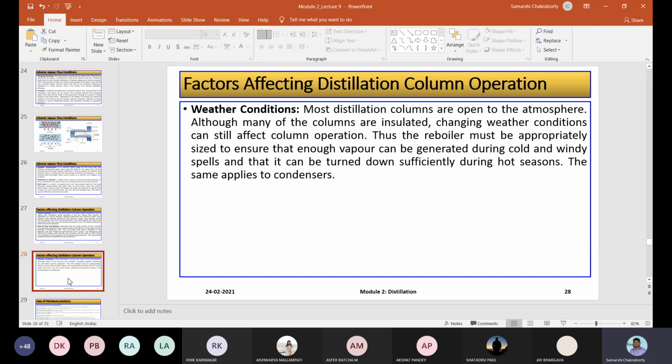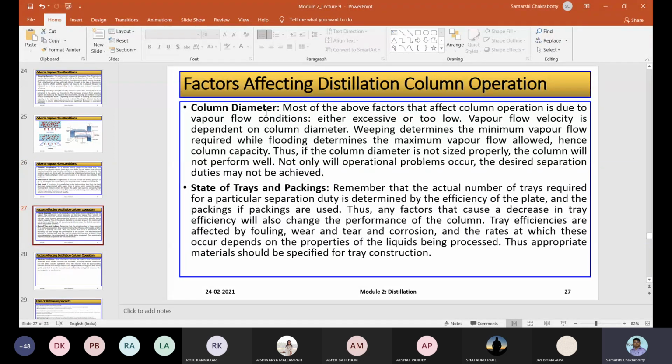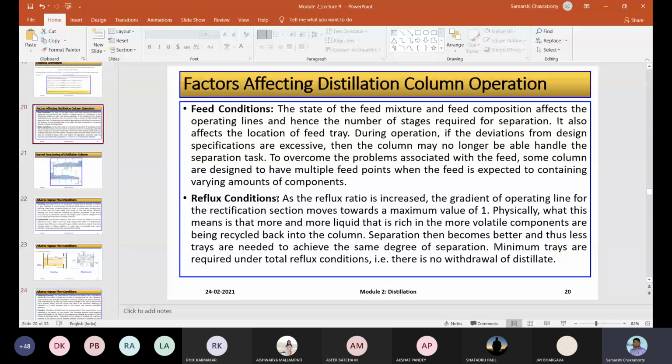So weather condition, reboiler temperature, reduction in vacuum pressure, whether water is present or not, what my column diameter is, fouling, corrosion on the trays and packing, then adverse flow conditions like weeping, dumping, entrainment, foaming, flooding. Other than that, the reflux condition and feed condition, all of these factors come together and can affect the performance of your distillation column. So whenever I ask for factors that may affect the performance of a distillation column, I think you people should be able to answer it.